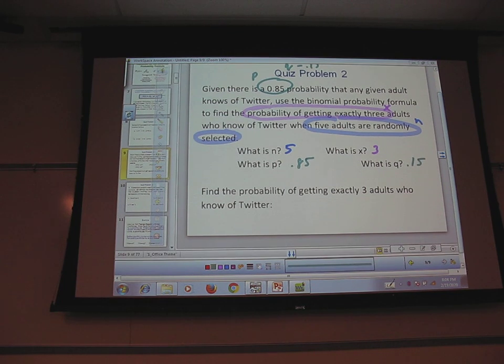And then you can plug that in. So it's going to be 5 choose 3, times 0.85 to the third, times 0.15 to the second. Great. And what'd you get? 0.138. Terrific. Good. 3 sig figs. That's perfect.